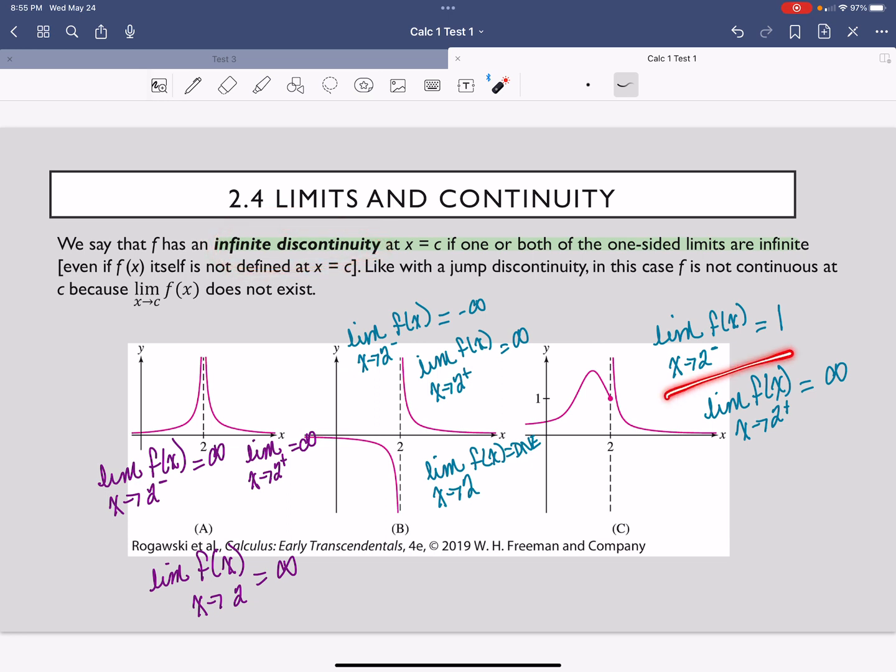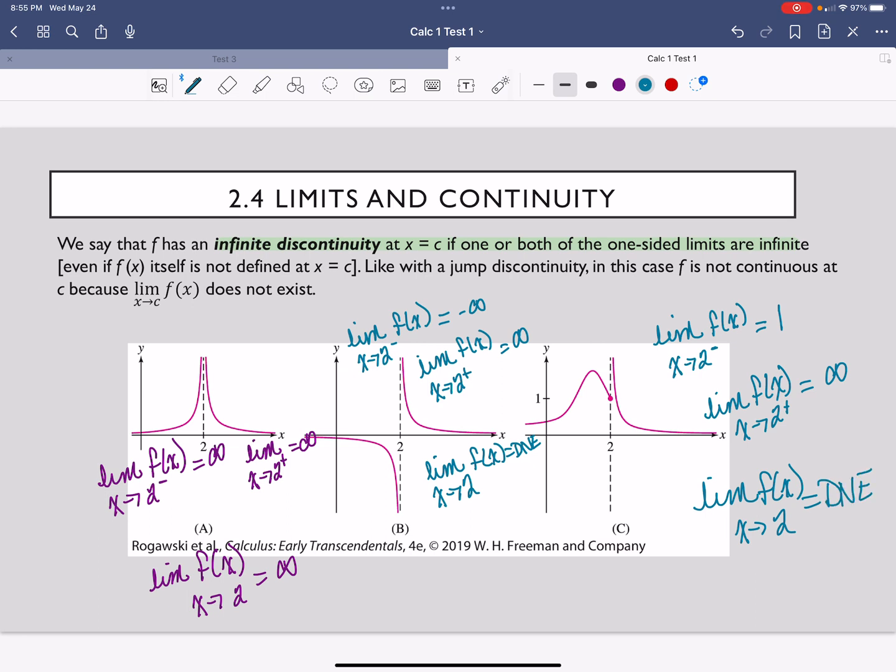We do not have a limit. The limit does not exist here because these two do not agree. So we have an infinite discontinuity, and our limit does not exist because they do not agree. We can look at the limit from the left and the limit from the right, but because they don't agree, we do not have a limit. So the limit of f of x as x approaches 2 does not exist.